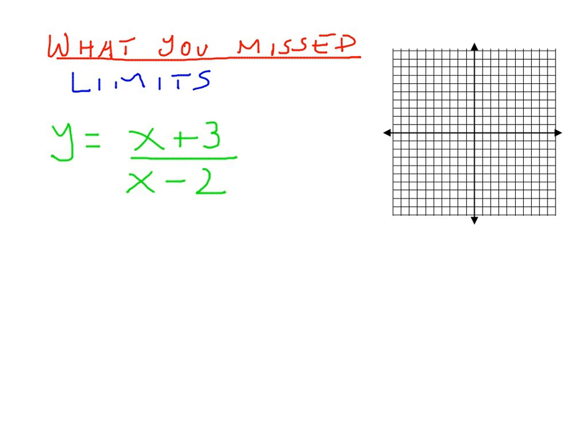So right here, we've got a rational function, y equals x plus 3 over x minus 2. And what we're going to do is graph that and then look at some limits that we can analyze. In particular, the reason we choose rational functions to analyze limits for is because we can look at some places where there's some interesting behavior.